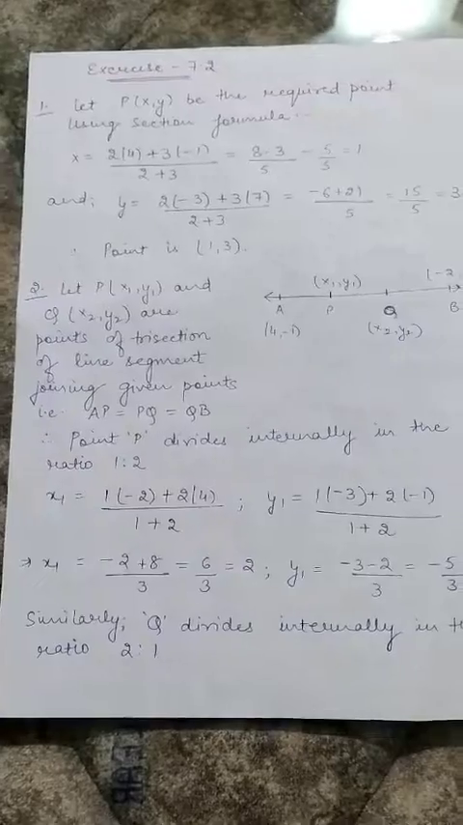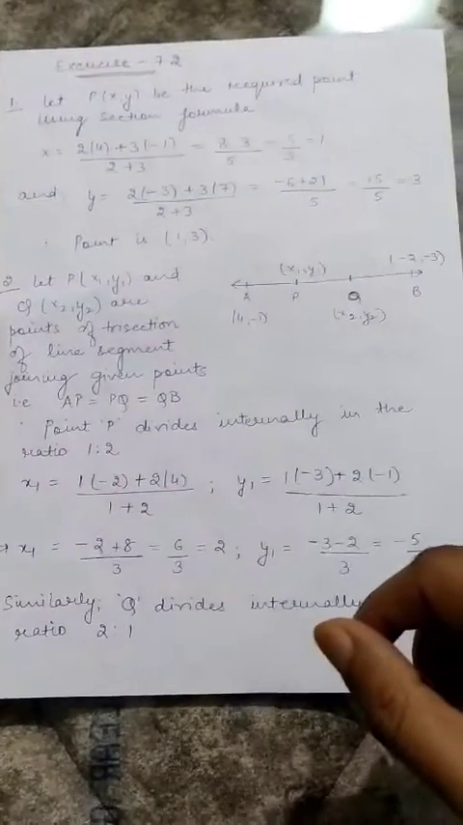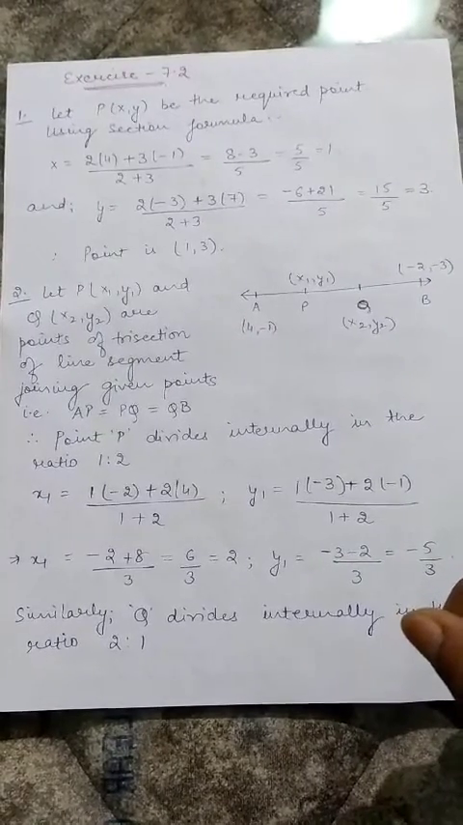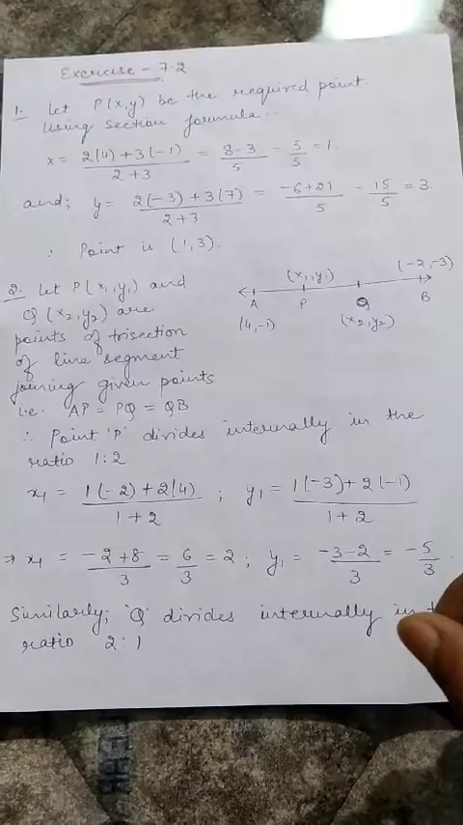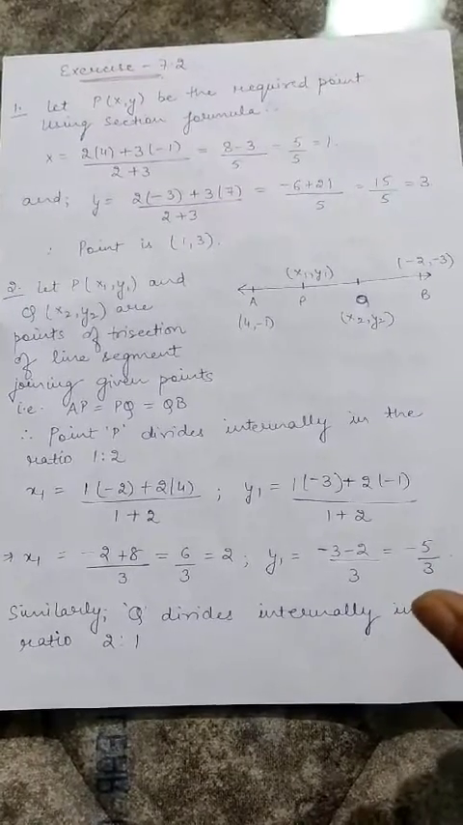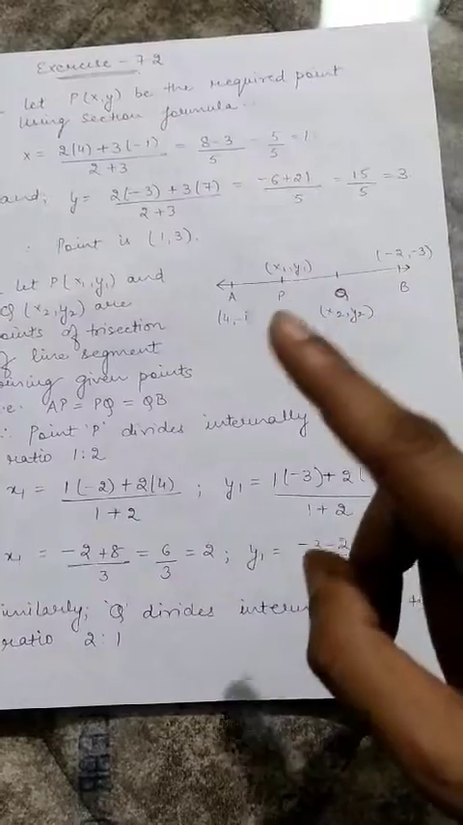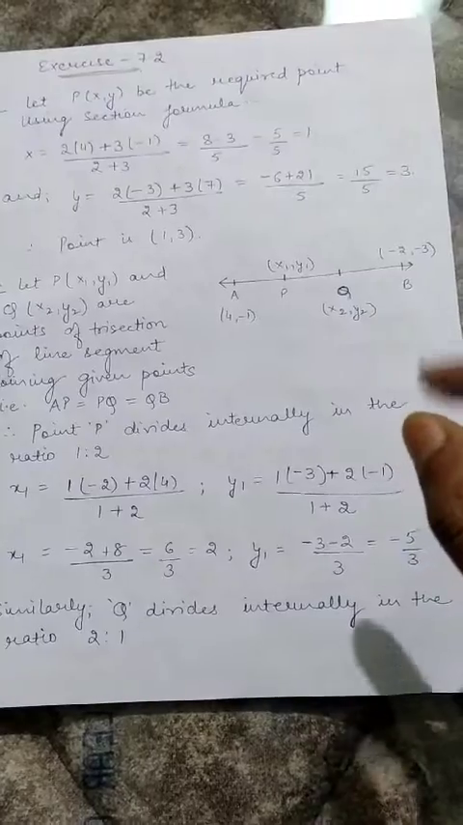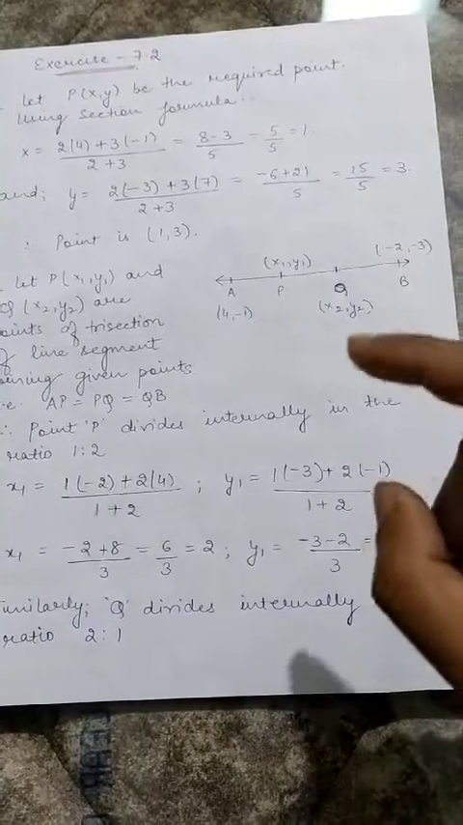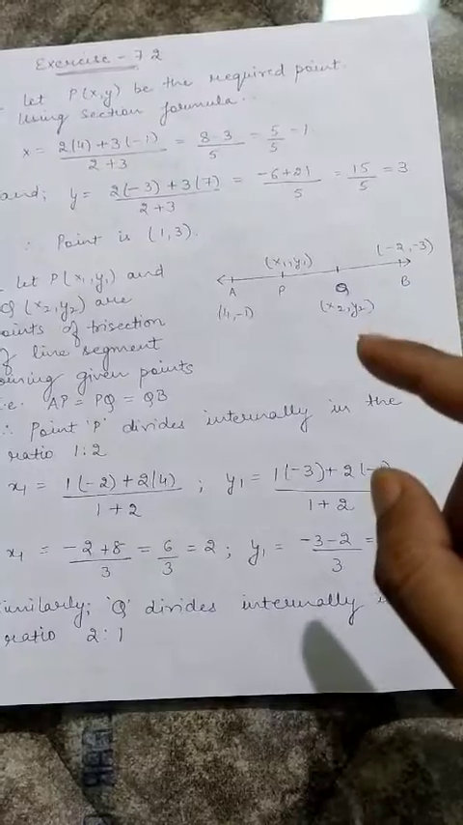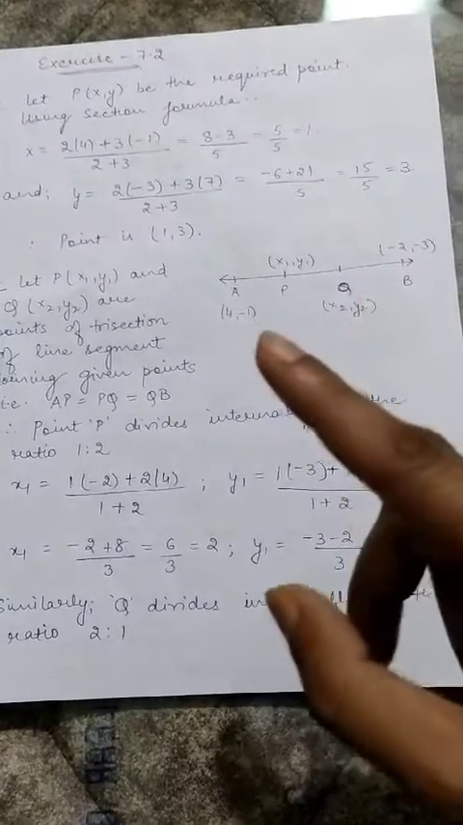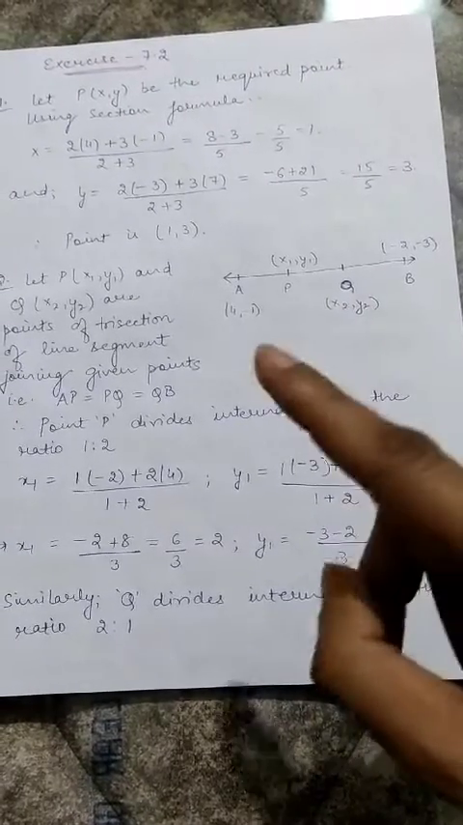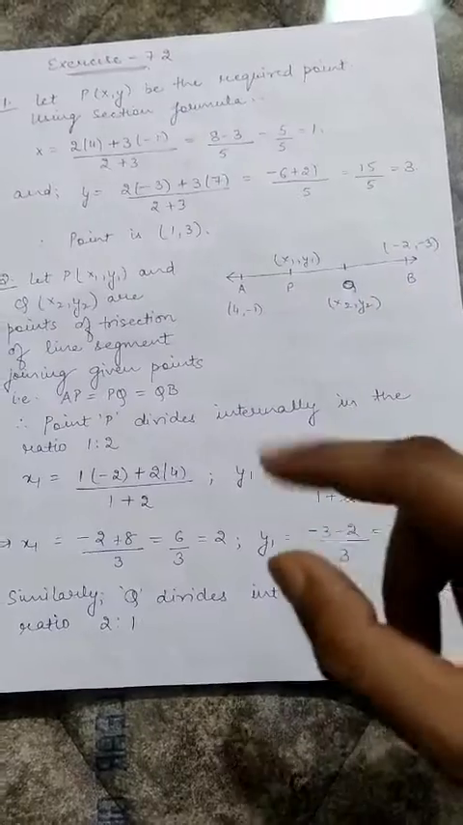The first coordinate is of the x-axis and the second coordinate is of the y-axis. Now the second question: let P(x1, y1) and Q(x2, y2) be the points of trisection of a line segment joining the given points such that AP equals PQ equals QB. So let AB be the line segment having the coordinates (4, minus 1) and (minus 2, minus 3). Now let P(x1, y1) and Q(x2, y2) be the points of trisection such that AP is 1 ratio, PQ is 1 ratio and QB is 1 ratio. So the whole is 1 ratio 1 ratio 1.